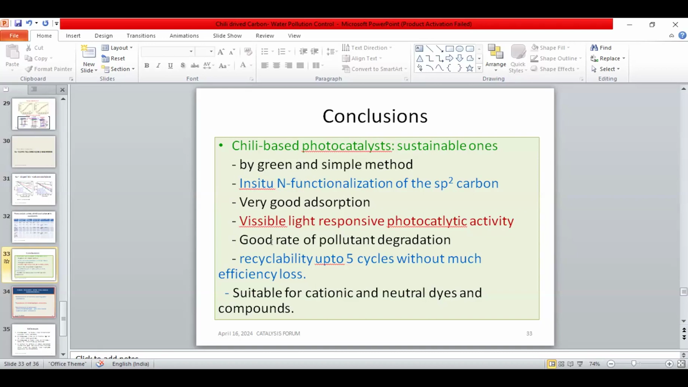And here we have tested with methylene blue and 2-chlorophenol. In fact, we can go for other pollutants which are cationic in nature or neutral in nature. And the repeatability also is very good. We can go up to 5 or 6 cycles.